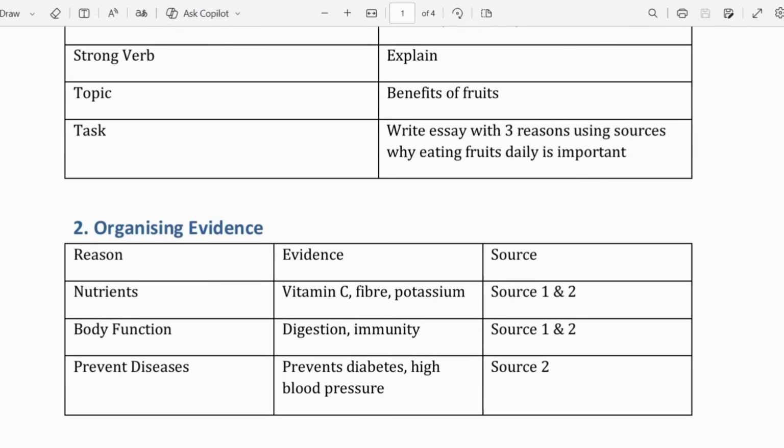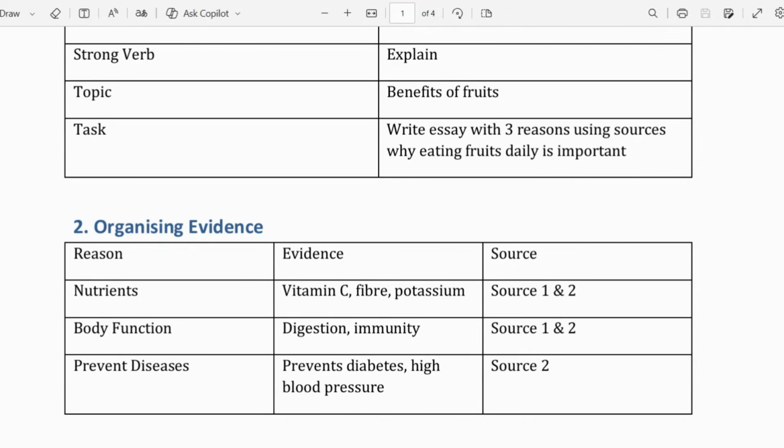So now we're going to organize our text evidence. We have our 3 reasons here why eating fruits is important. When we looked at source 1 and 2, I went and did this ahead of time. We realized that there are 3 main reasons why eating fruits daily is important. First, because of the nutrients it provides. The evidence from both source 1 and 2 says fruit gives us vitamin C, fiber, and potassium. So these would be the nutrients we receive from fruits. Fruits also help with body functions such as digestion and immunity. These were also found in source 1 and 2.